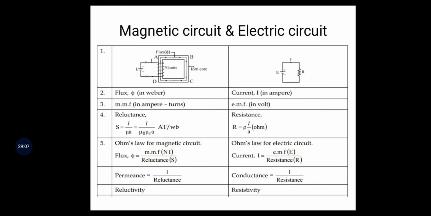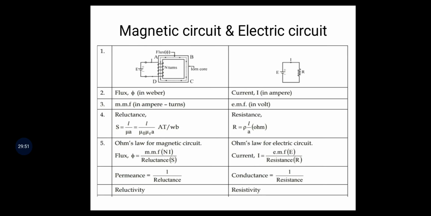In magnetic circuit, reluctance S equal to L by mu A, that is L by mu naught mu R into A, in ampere turns per Weber. In electric circuit, there exists a resistance R equal to rho L by A.